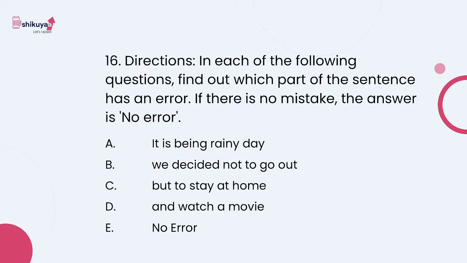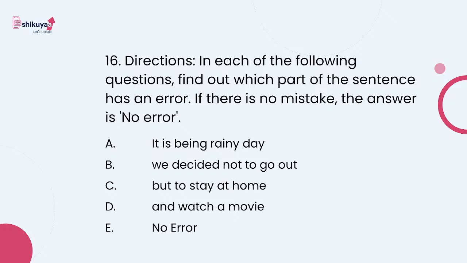Okay, students. So there is a simple problem of articles. We should not use just a rainy day. Before this adjective rainy, we should use article a. So it should be like this: It is being a rainy day. So that's the right part.